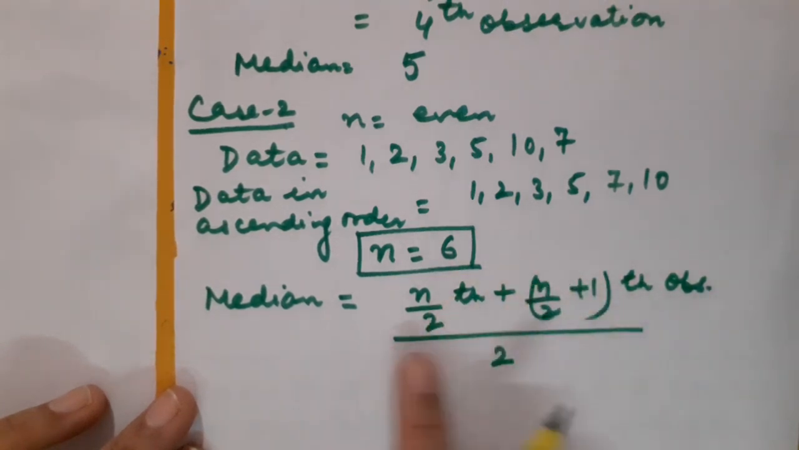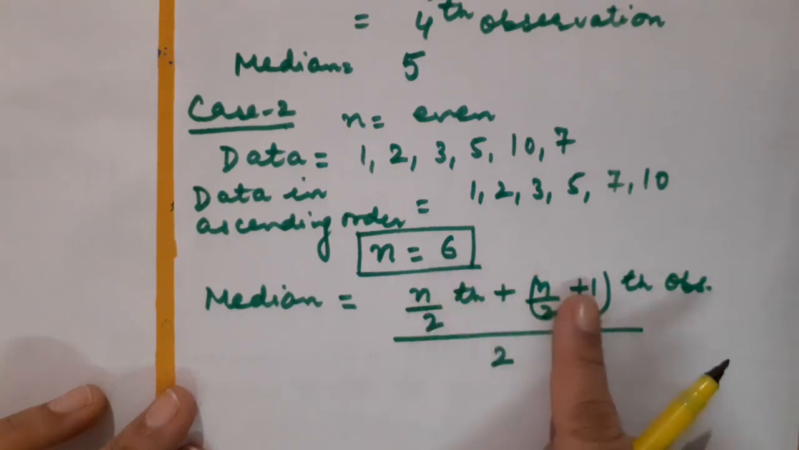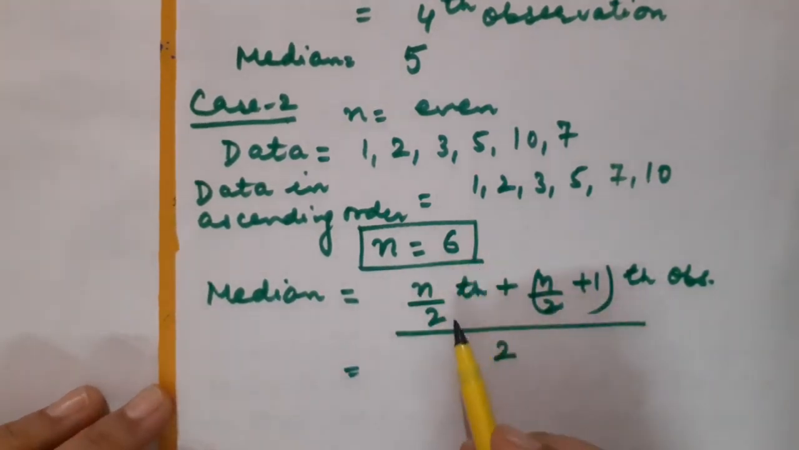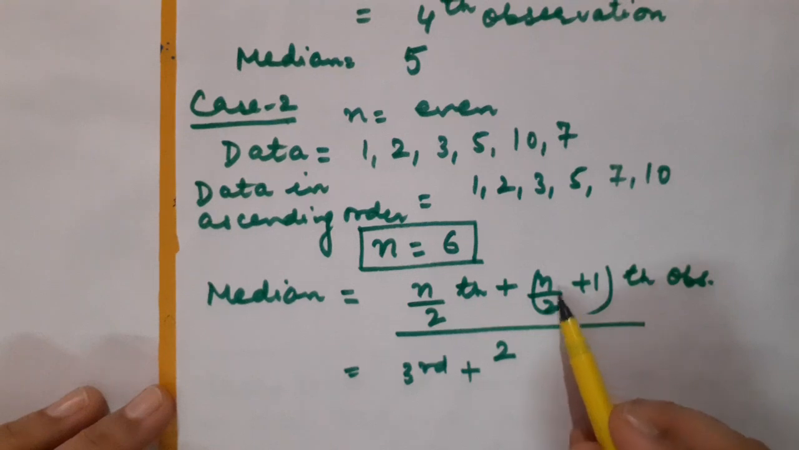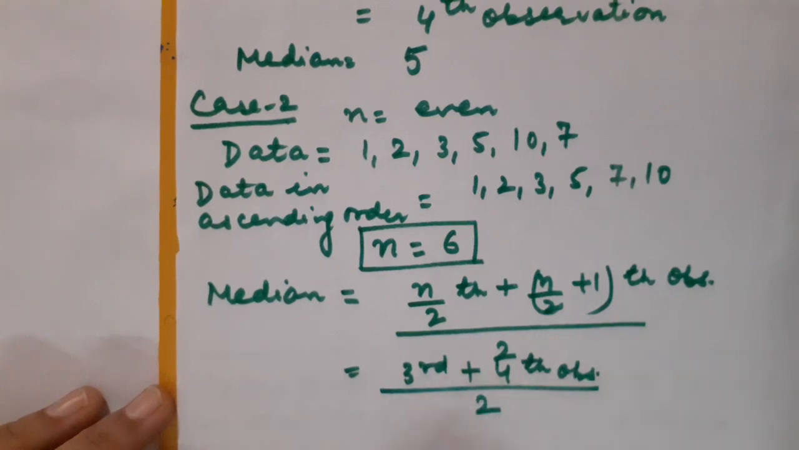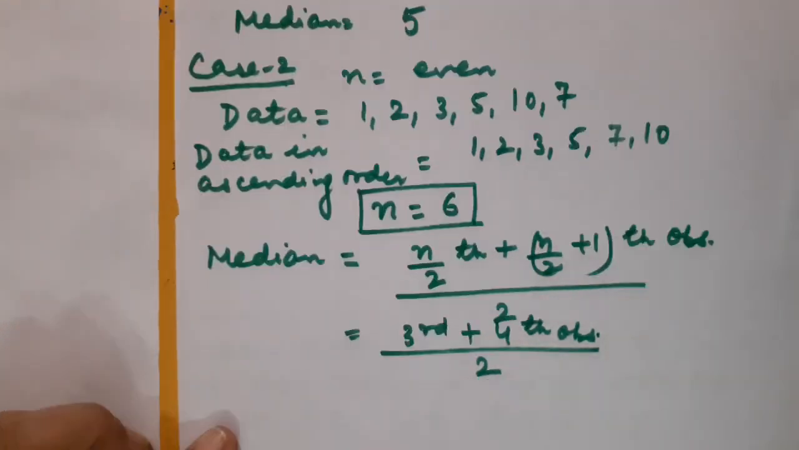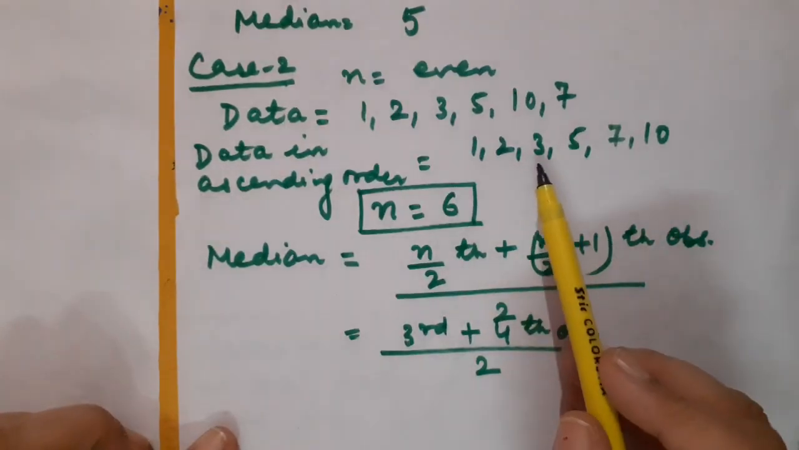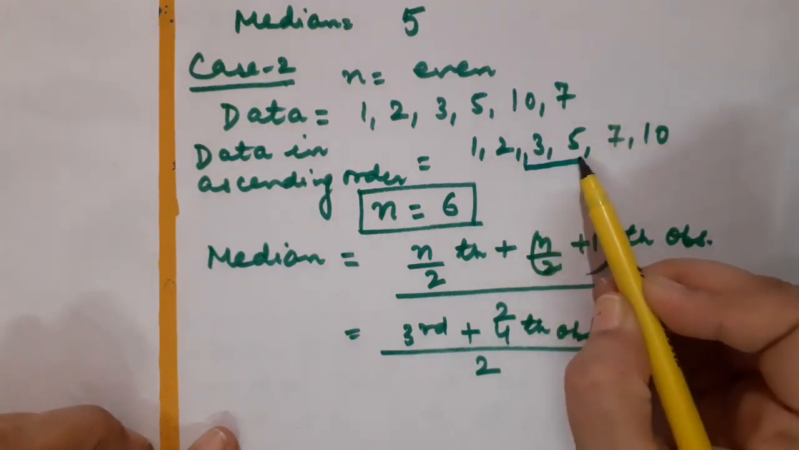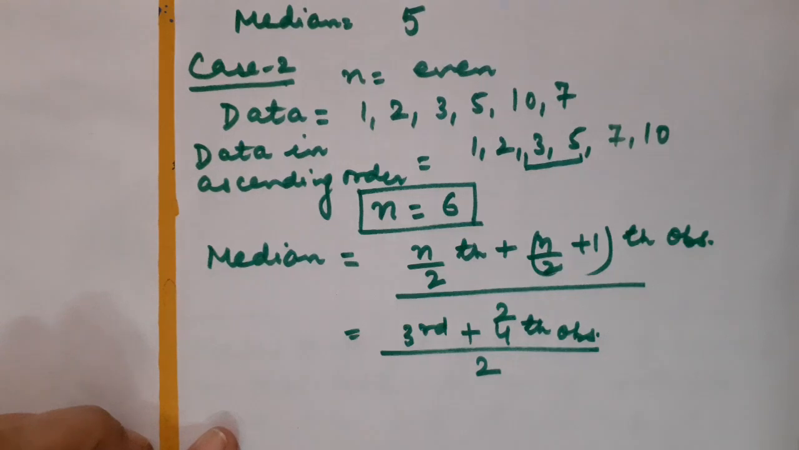This is nothing but the average: sum of the observations divided by number of observations. Here we are going to take 2 observations. Correct? So what is n? N is 6. 6 by 2 means the third observation plus, this is n by 2, that is 3, plus 1, that is the fourth observation, divided by 2. Clear? So children, according to the data, what are the third and the fourth observations?